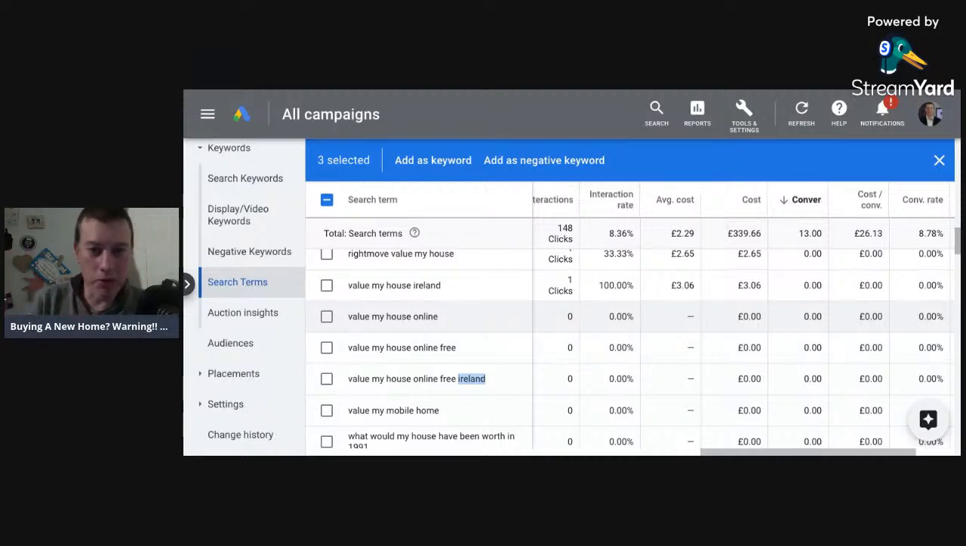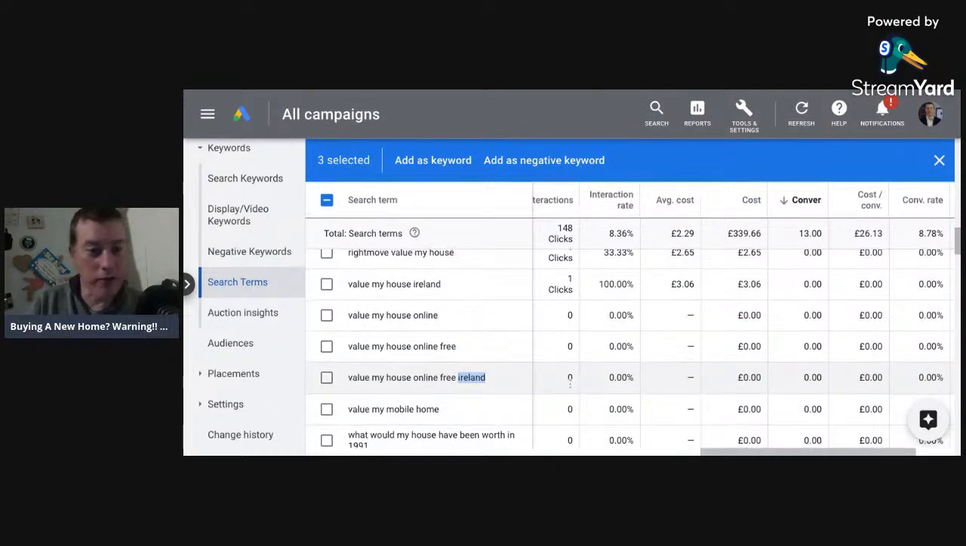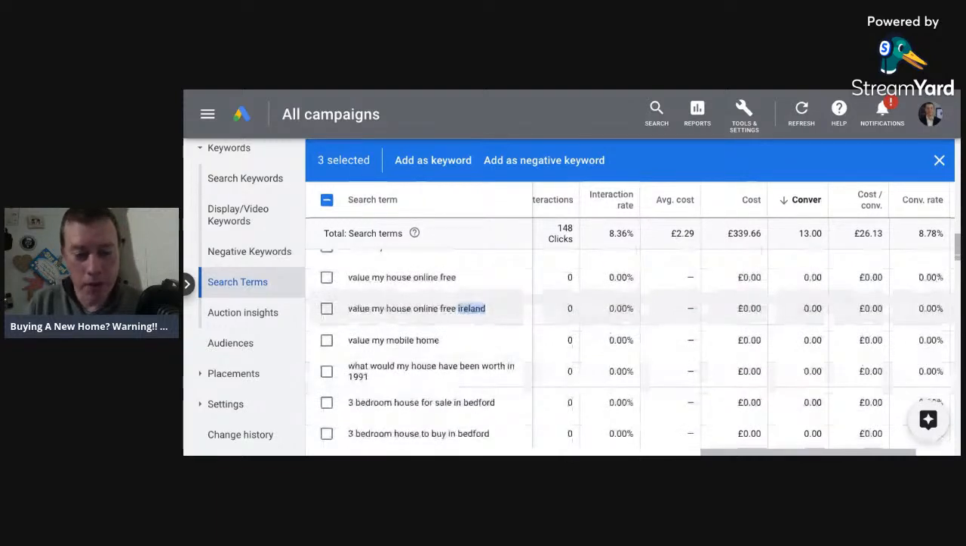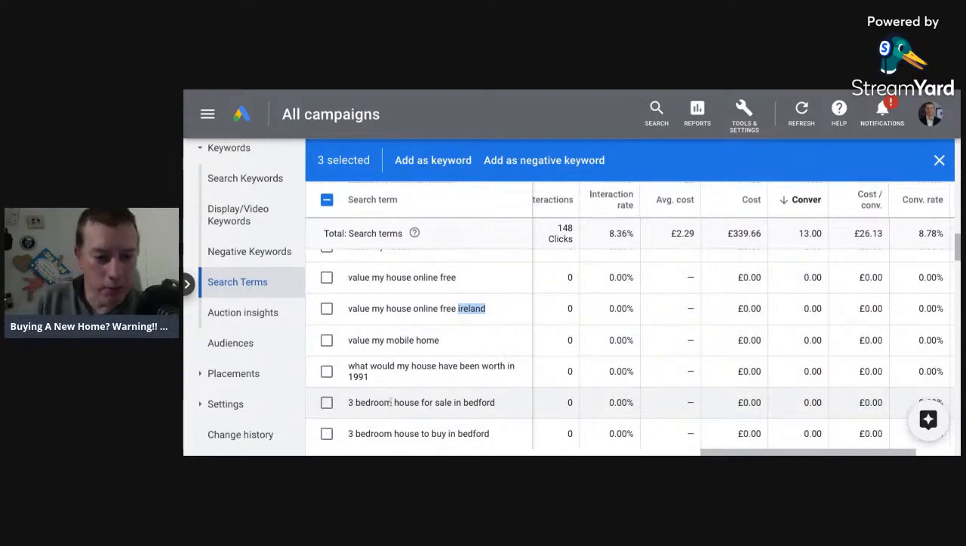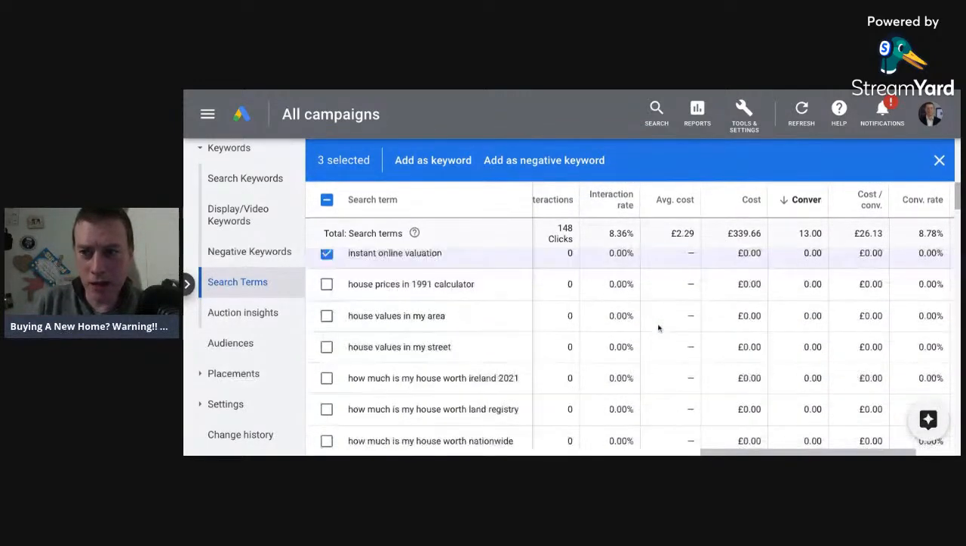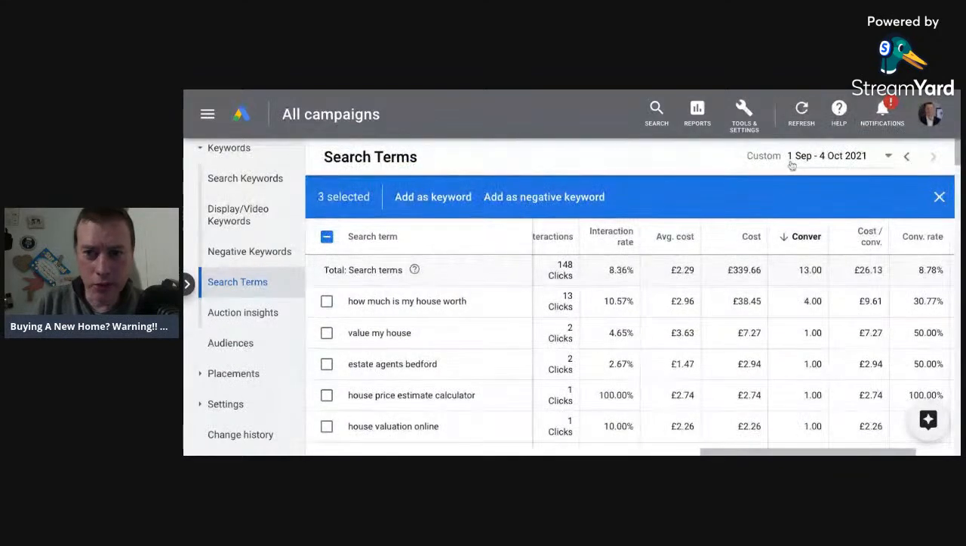What Google's showing us here is that, for this client, and I'm not going to mention the client's name, these are the words, value my mobile home, for instance. Again, didn't get a click for it, didn't cost us anything, but we just want to make sure that in the future we don't show for it. This is the three bedroom house for sale in Bedford. We don't want to show for anything like that. Now, we have got that as a negative, but for some strange reason, unless I'm mistaken, these have all happened between the 1st and the 4th. So I'm learning something new here.